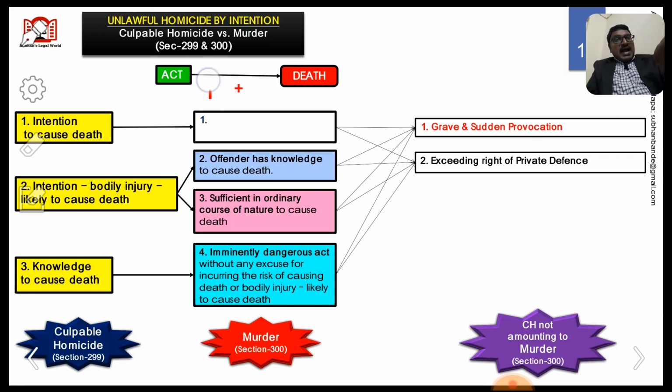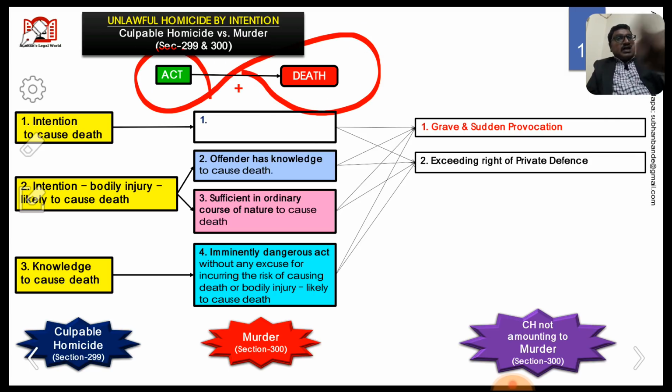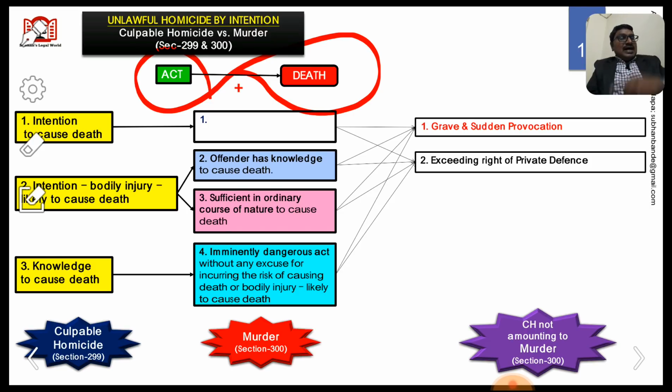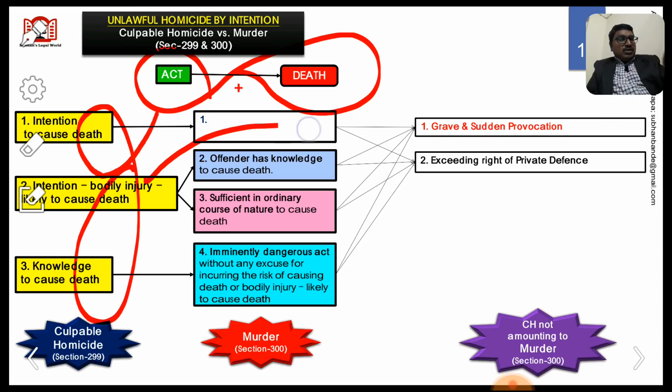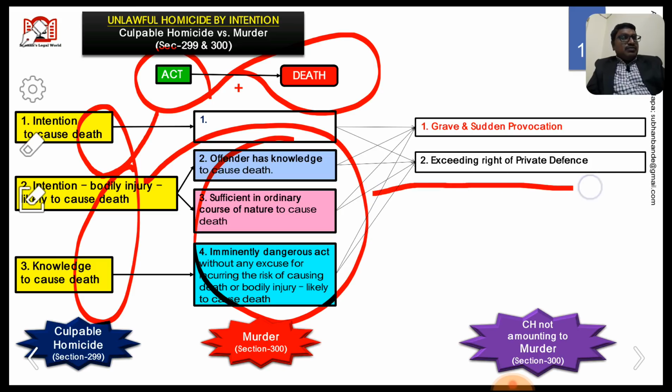There must be some act that must result in the death of another human being. At the time of doing such act, the accused has the mens rea or the double mens rea. But he causes the death due to exceeding the right of private defense. He exceeded the right of private defense.